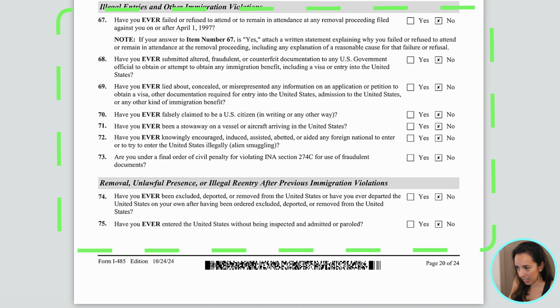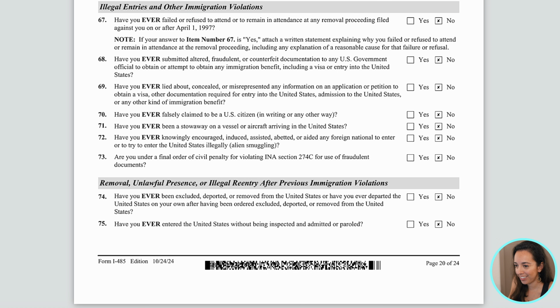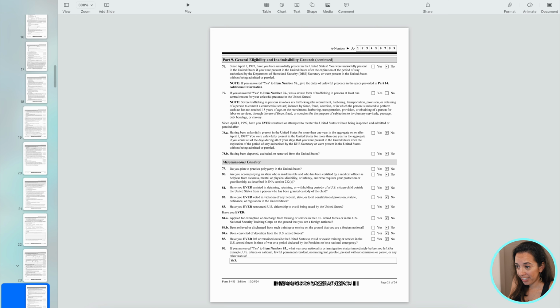Question 67 begins a string of yes or no security questions as before. So I suggest reading these thoroughly and answering what is relevant to your specific case. But we checked the no boxes as none of these apply to us. Similarly, for page 21, we read through these and checked what was relevant to us and primarily selected no.